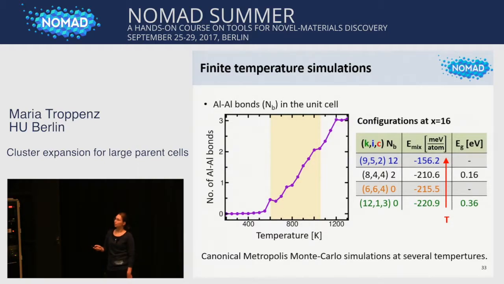Here you see this simulation for the number of aluminum bonds versus temperature for the charge compensated structure. We see at low temperature there are no aluminum bonds. At high temperature there are many aluminum bonds, and the transition happens around 800 Kelvin.